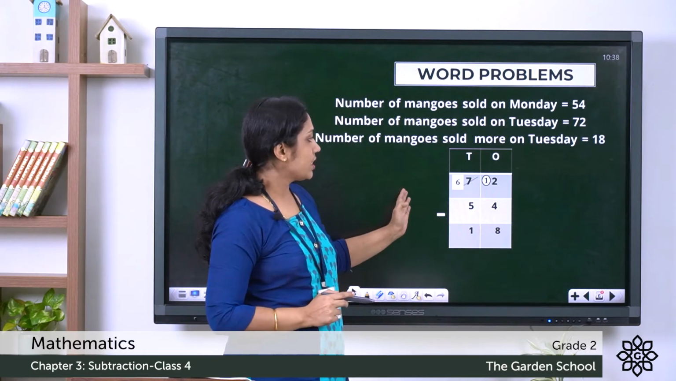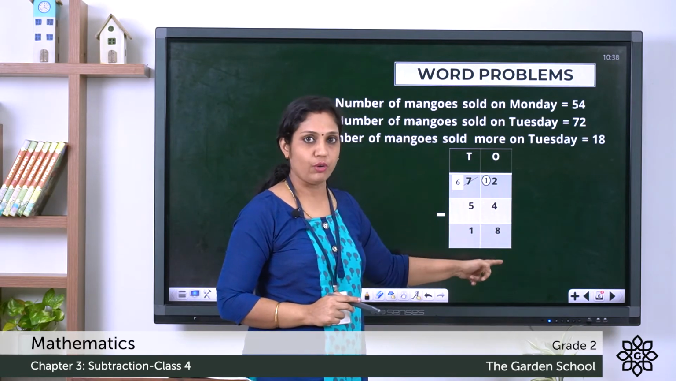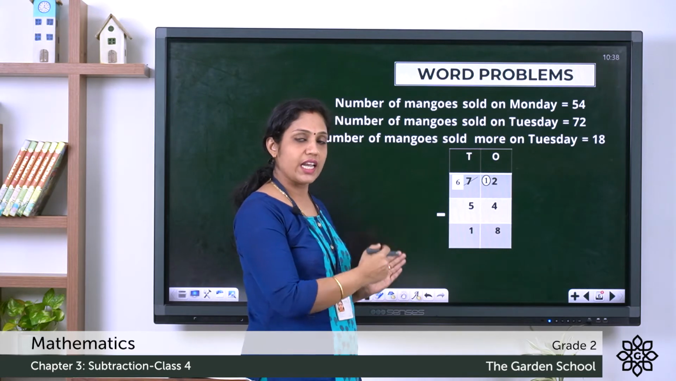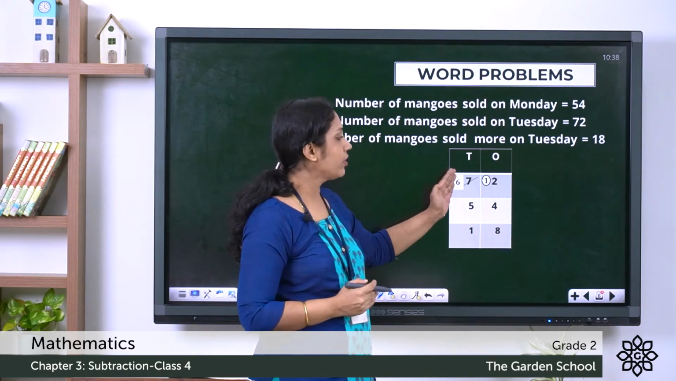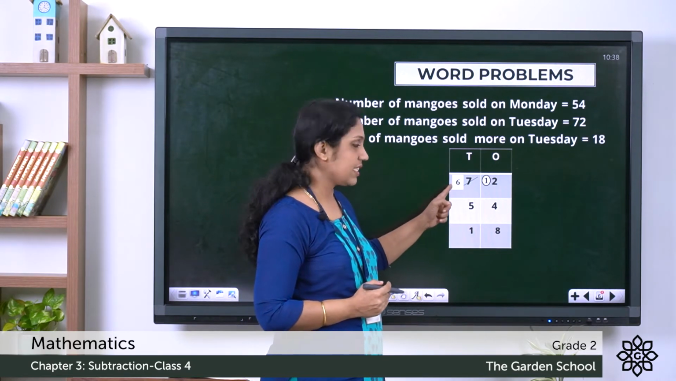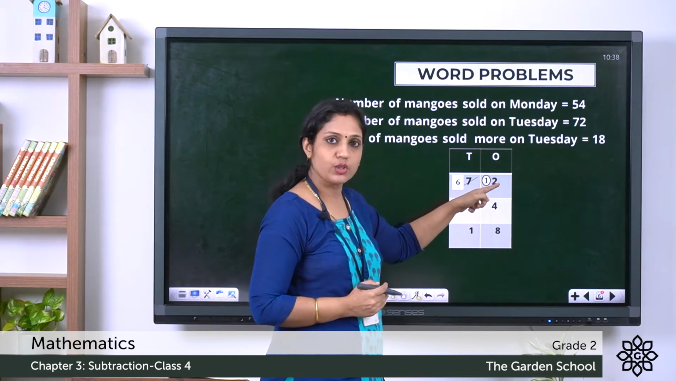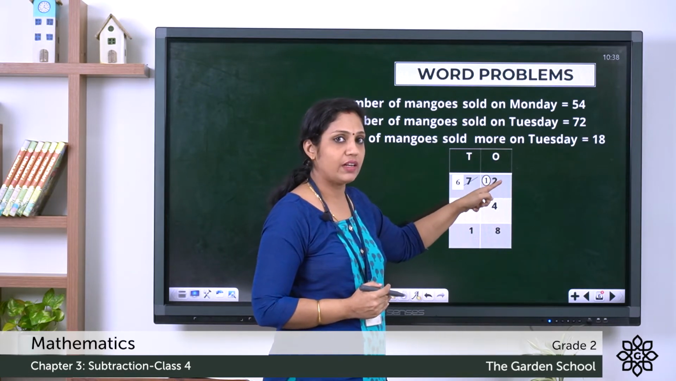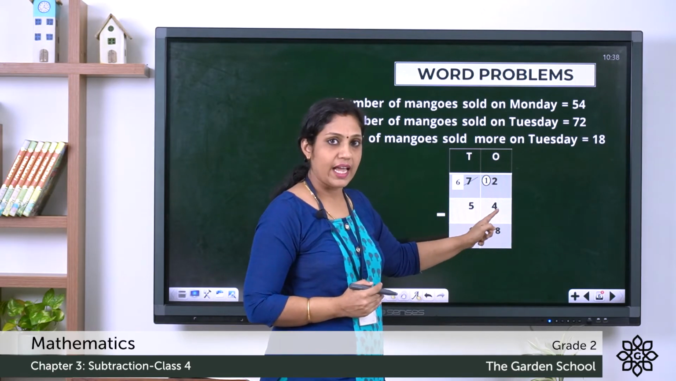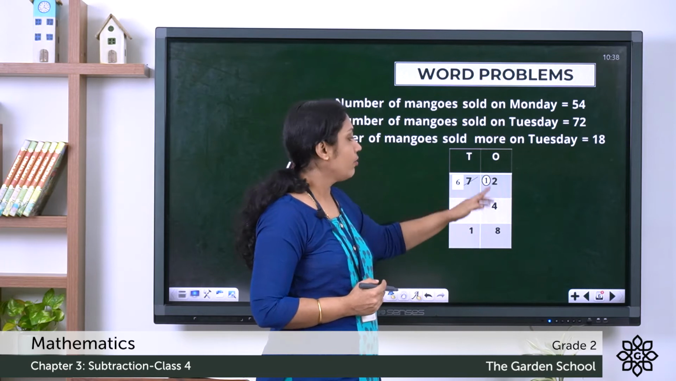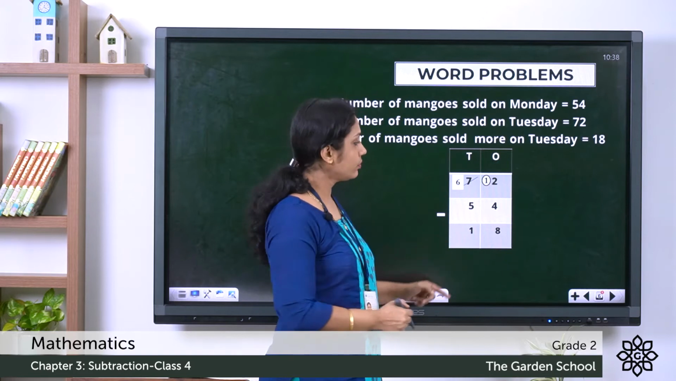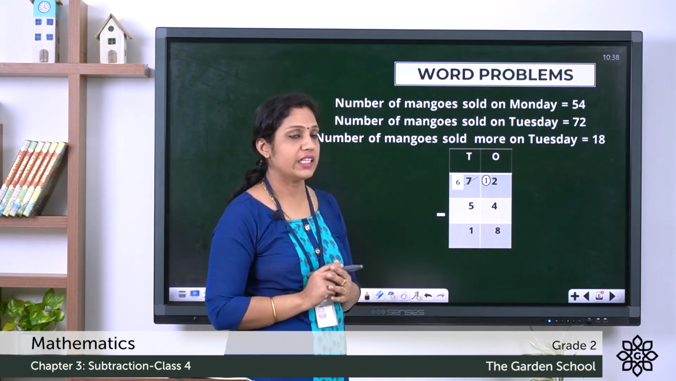We'll do the subtraction. 2 minus 4. Can we subtract? No. So, what we have to do? We need to go to the tens place for borrowing. So, here have 7 in the tens place. When we borrow 1 from 7, we get 6. And that 1 we are taking to the ones position and we get 12 there. Now, we can subtract 12 minus 4. And the answer is 8. Moving on to the tens position, we have 6 minus 5. So, how much is 6 minus 5? It is 1.